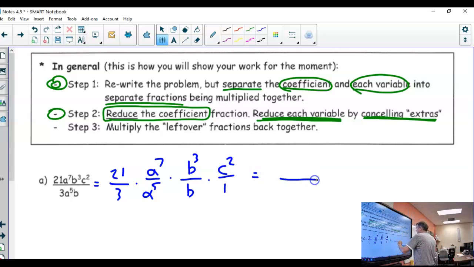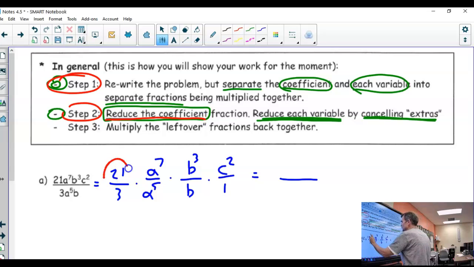And now let's think about how to get the answer. All right, so step 1, I have rewritten the problem. Step 2, reduce the coefficient. 21 over 3. That reduces to 7. I'll do it over here. 7 over 1.